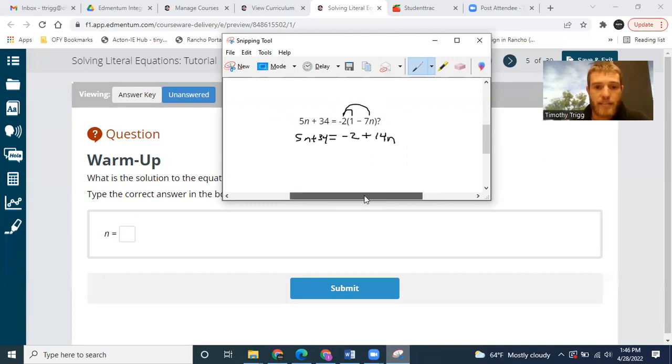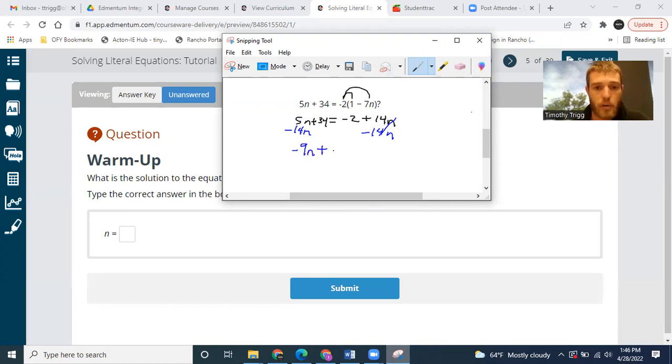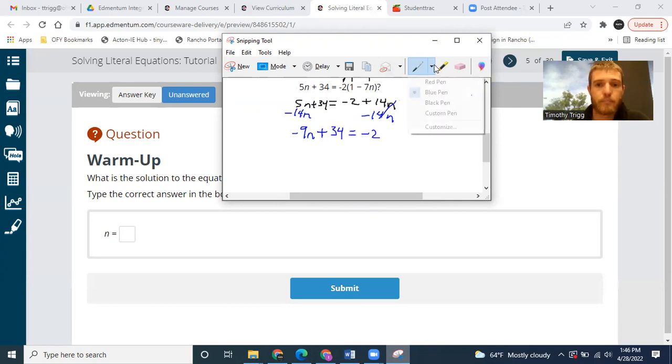Now, notice there's n's on both sides of the equation, both sides of the equal sign. So when I see that my variable is on both sides, I don't like that. So I'm going to go ahead and get rid of this 14n here on the right, and I subtract 14n here on the left to keep it equal. Okay. 5n minus 14n is -9n. We also have a plus 34 here on the left, equals -2 on the right after these cancel.